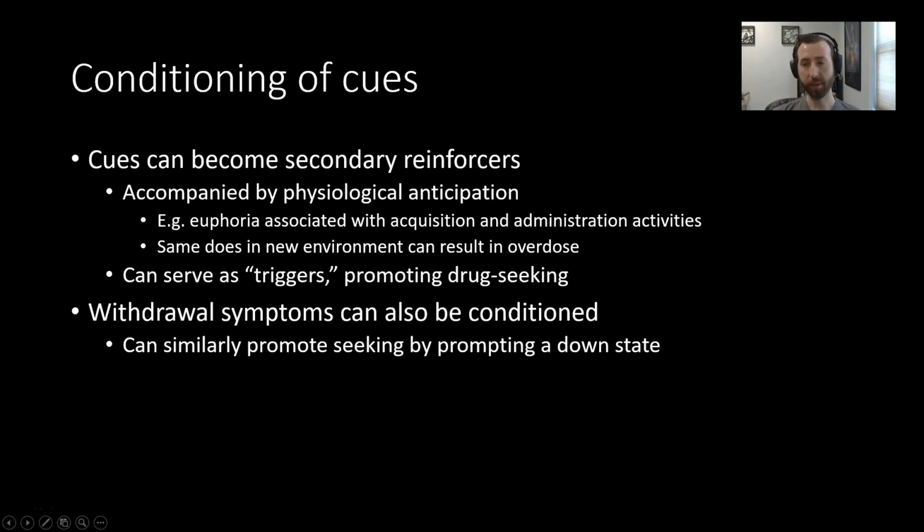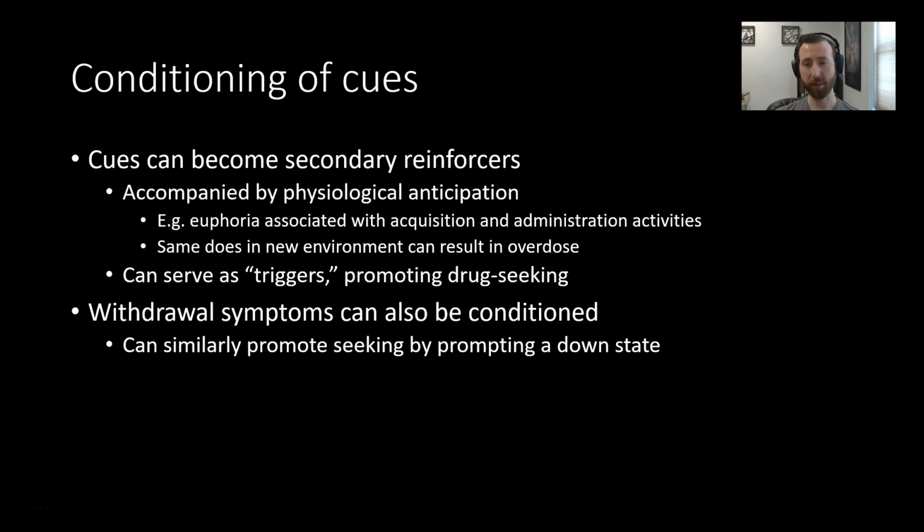So let's talk briefly about some conditioning of cues, some of the behavioral type tolerance and withdrawal effects that are common. Cues can become secondary reinforcers in themselves. We talked about this at some length in our previous unit, so I won't spend too long on it. But through that learning incentive salience process that we discussed, cues can take on value of their own, and they can start to drive actual physical effects. So these anticipatory reactions can be things like euphoria that's associated with the acquisition or administration activities, or it can result in compensatory responses in preparation of using a drug, which is one of the reasons why addicts are more likely to overdose if they're taking drugs in a novel location without the same rituals or same cues. That anticipatory response doesn't take place.